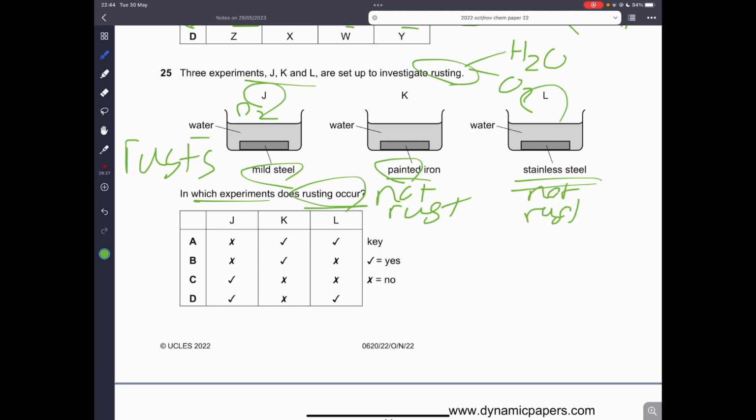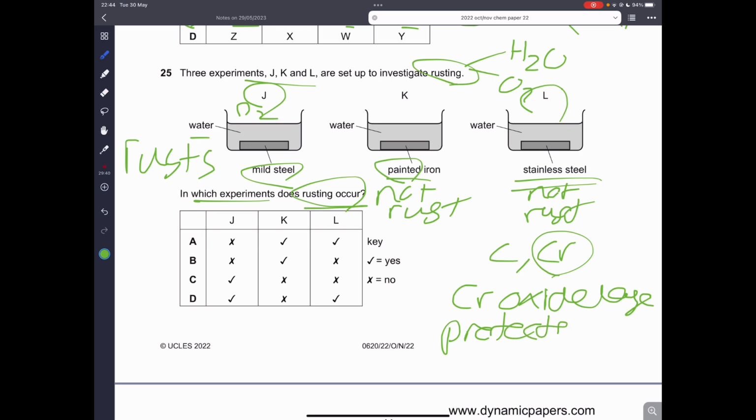This is because there is a layer. Stainless steel is made out of carbon. It is made out of chromium as well. So chromium actually forms an oxide layer which protects the metal from corrosion, and therefore it will not rust. So the only one that will rust is J, so C is the correct answer.